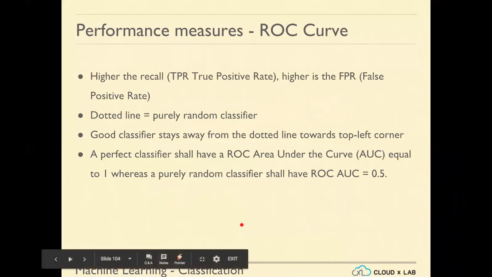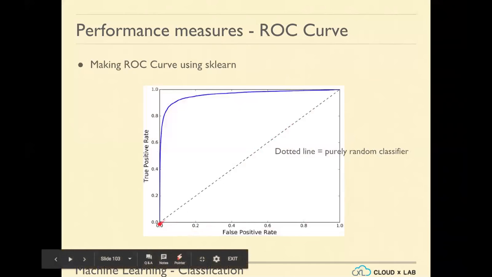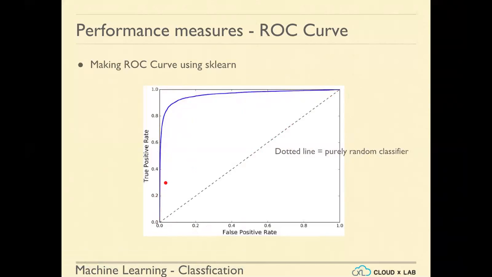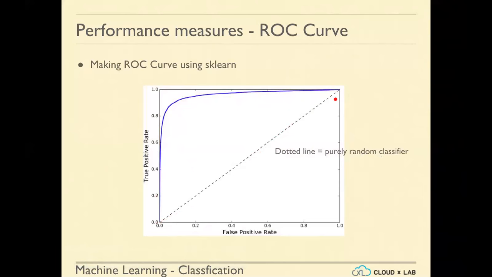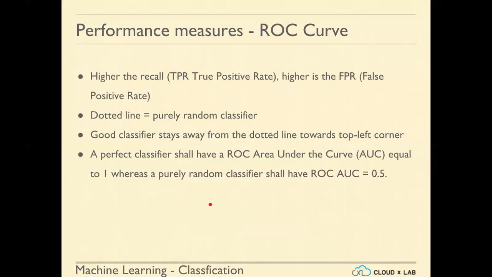Basically, we are trying to maximize the area under the curve. A great algorithm has a bigger area than a bad algorithm, and the worst algorithm is probably a purely random classifier. All right, so this is how it looks.